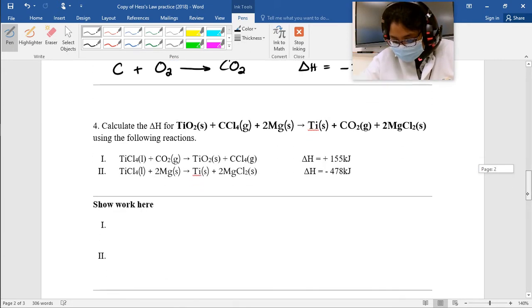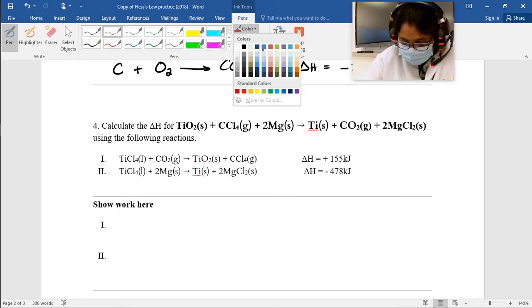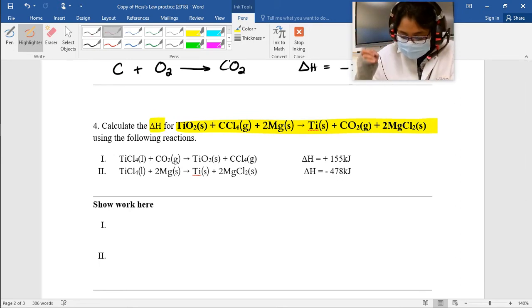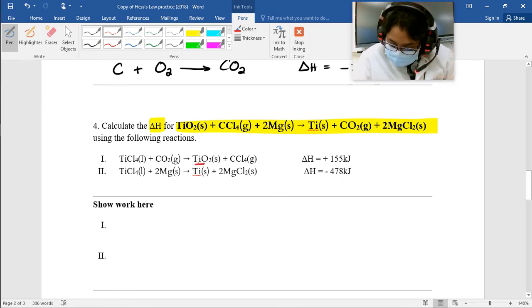All right. Fourth one. It looks like there are so many things to write here, but honestly, I don't think this is the complicated one. Just watch carefully, okay? Looks like there's a lot of compounds, and there is. All right. So the first equation, does it have anything we want? So we want TiO2 and we want CCl4. We also want CO2. We don't want TiCl4. So we want all of these.